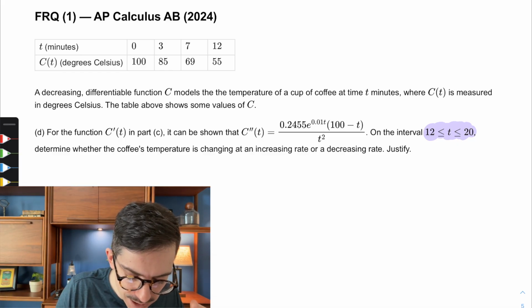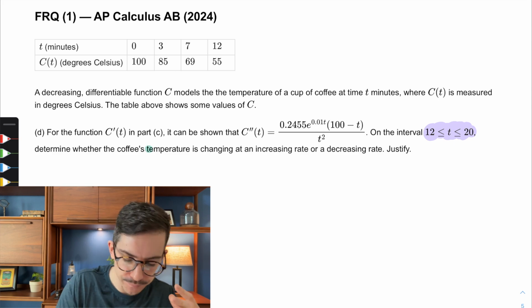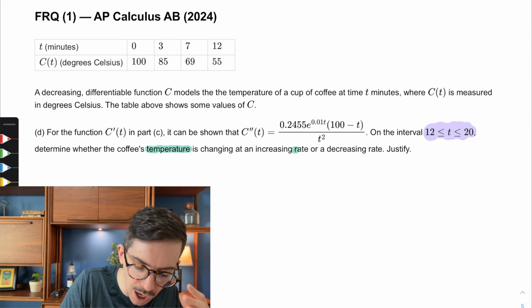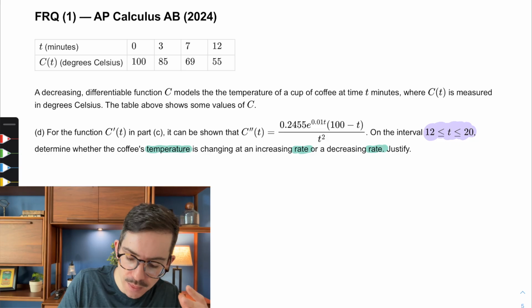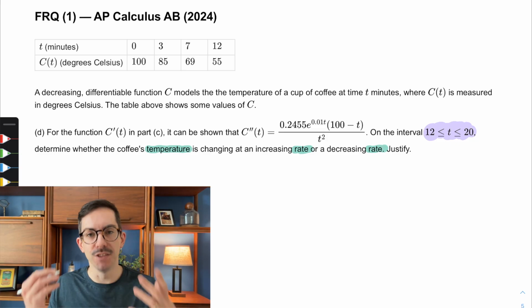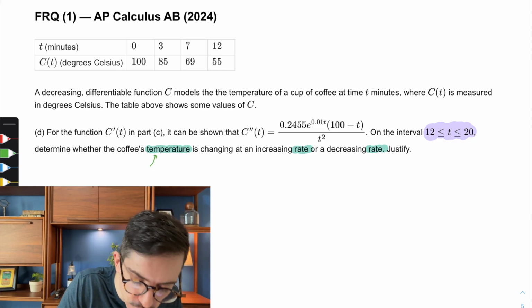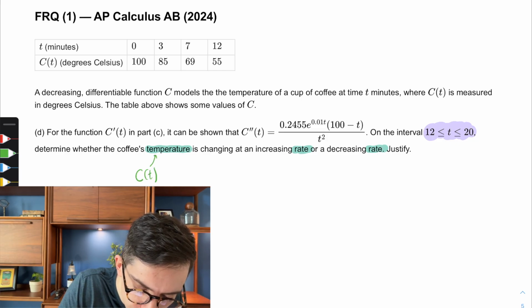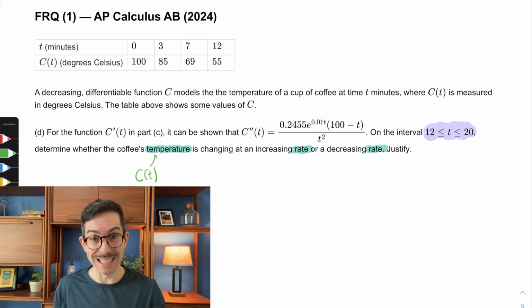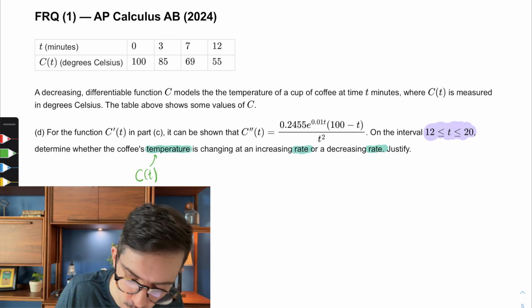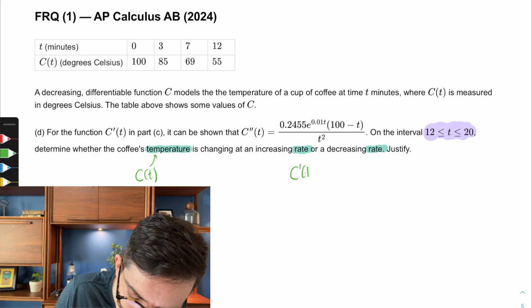So let's unpack some of this language a little bit. We're being asked a question here about the rate of the temperature change. The temperature itself is given by the function c. Think back to part A, this table of values. That is c of t. The rate of change of c, which we worked with in the later part of the problem, is c prime of t.